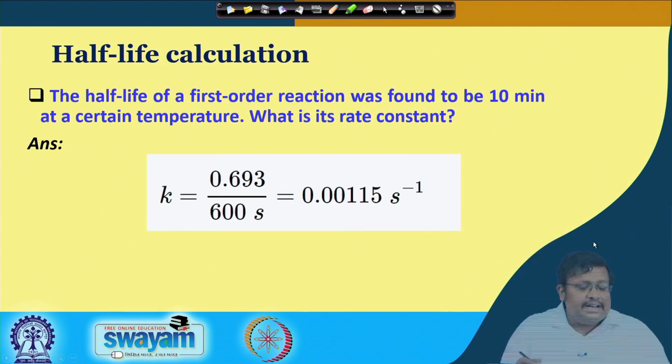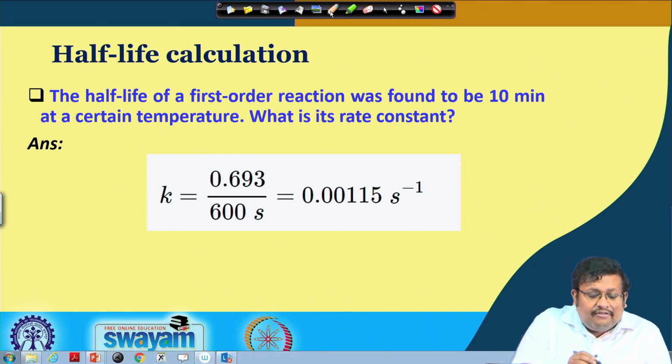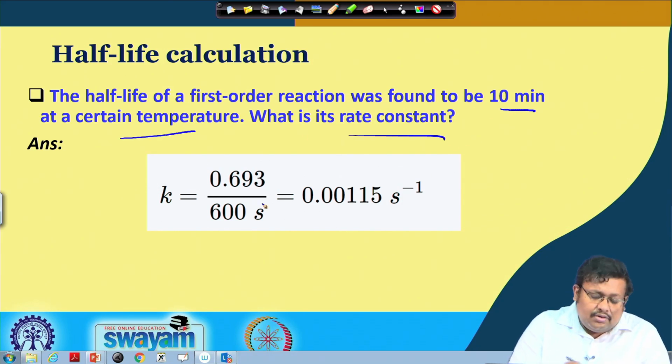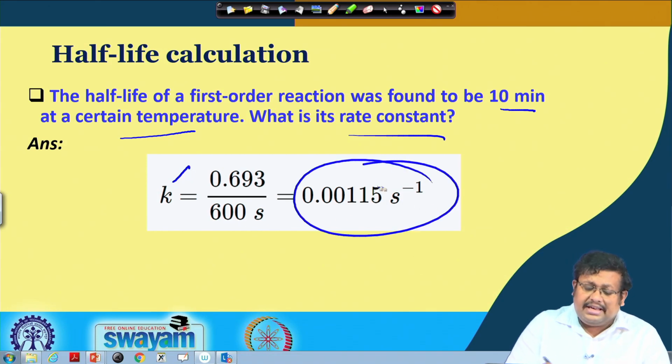So, let us see some numerical examples of half life calculation. Here for example, the half life of a first order reaction was found to be 10 minutes at a certain temperature, and what is the rate constant? So, we know that the equation is basically k equal to 0.693 by T half. So, here we are seeing it is basically 10 minutes or 600 seconds. So, in terms of second we can get the rate constant here. So, this is the rate constant.